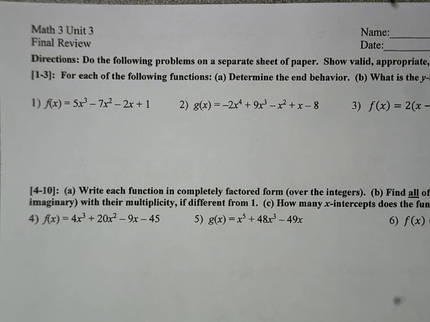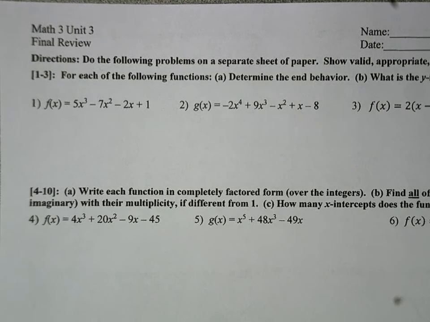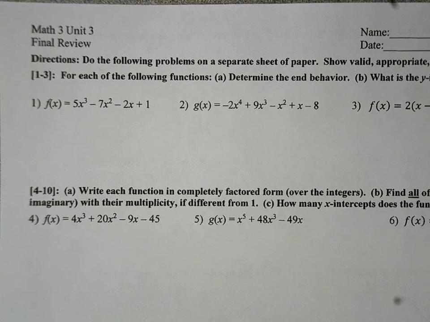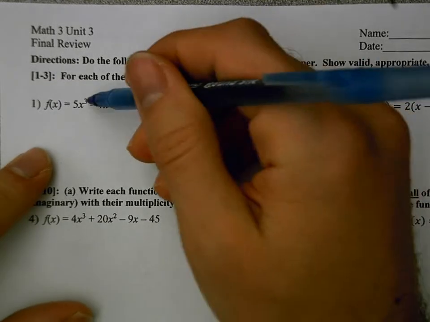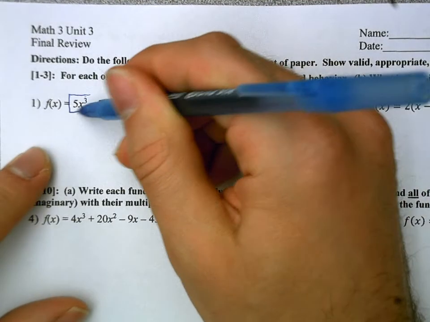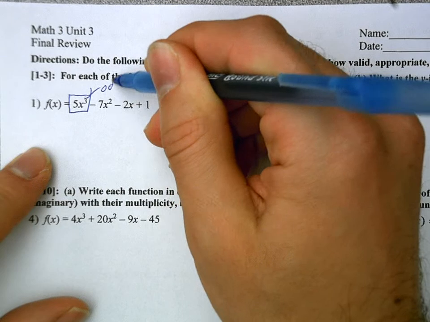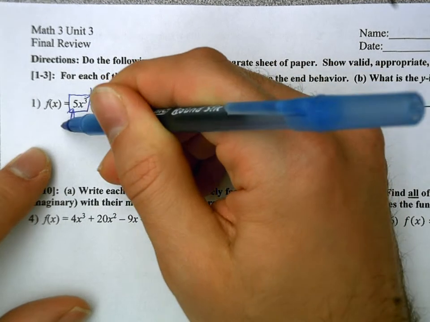Problems 1, 2, and 3 ask you to find the end behavior and the y-intercept. Remember that end behavior is like high, high, low, low, low, high, high, low, and the y-intercept is where x is 0. So if I'm finding the end behavior, I'm looking at the highest degree term. This one is odd and positive.